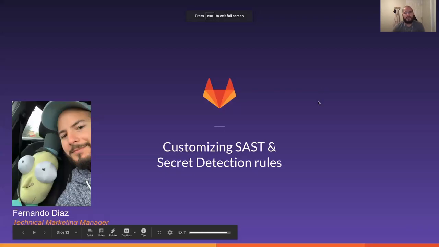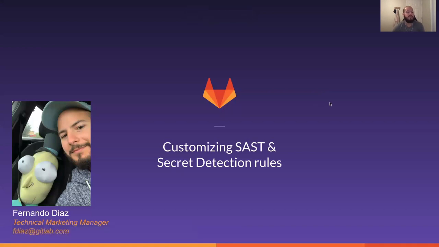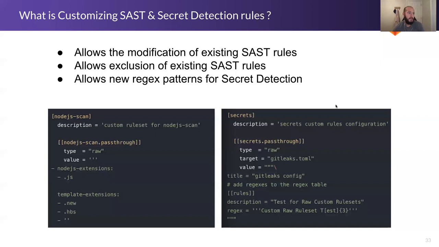So the first feature I'm going to go over is customizing SAST and secret detection rules. And what this does is it allows you to modify your existing SAST rules, as well as modify your existing secret detection rules, and be able to remove some of those rules from actually being used in the scans.